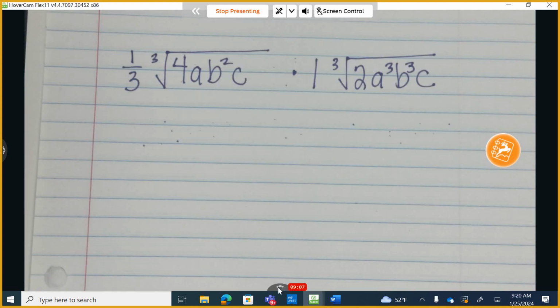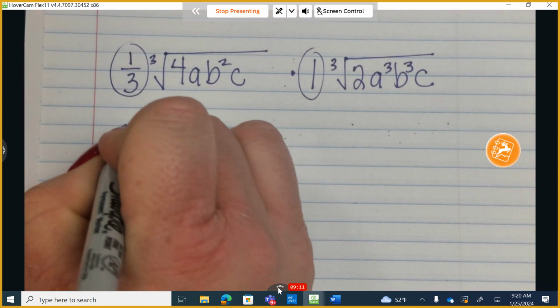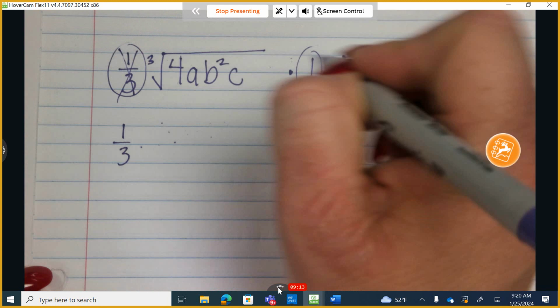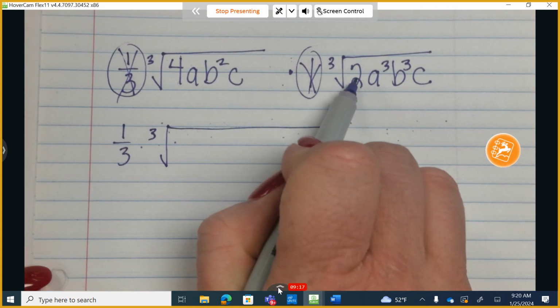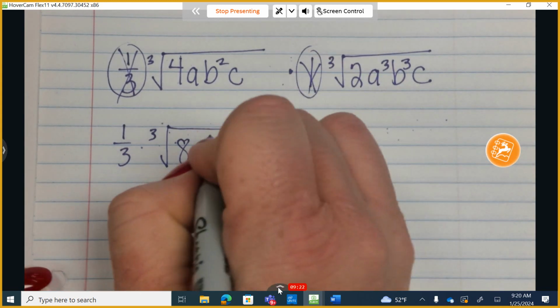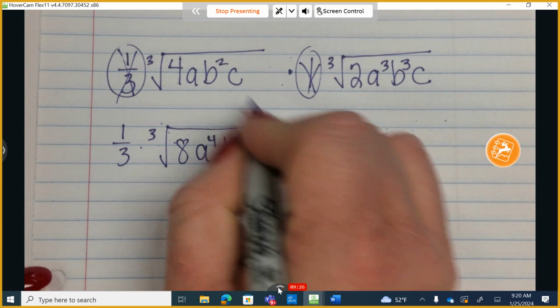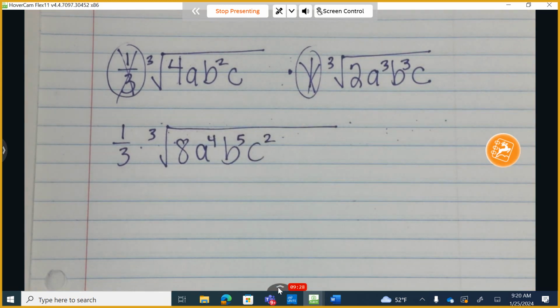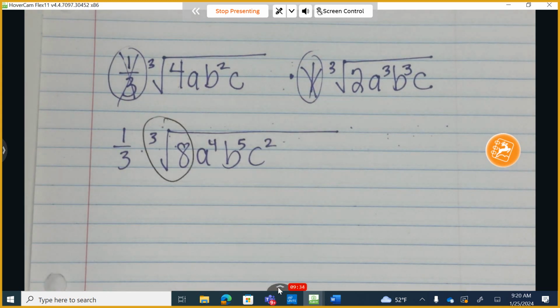So let's start right now by multiplying. So let's take 1/3 times 1. 1/3 times 1 is simply 1/3. Now I'm going to rewrite this. 4 times 2 is 8. How many A's do I have? 1 and 3 is 4. How many B's? 2 and 3 is 5. How many C's? 1 and 1 is 2. How can I go further? Well, I'm going to first focus on this portion. So I'm going to go to column number 3. I'm going to locate the 8.